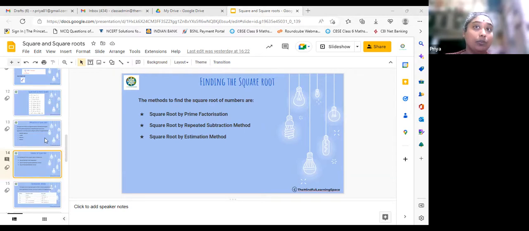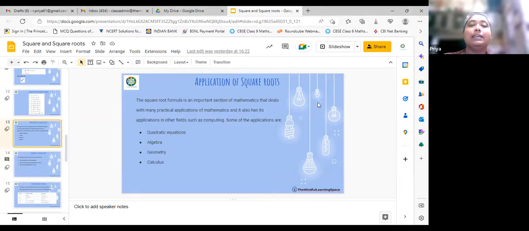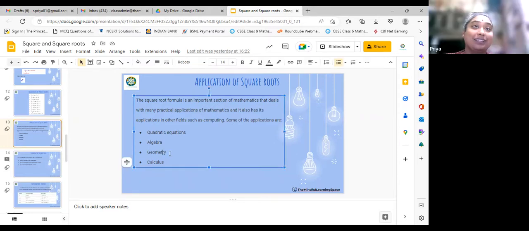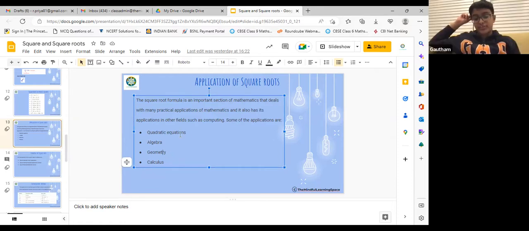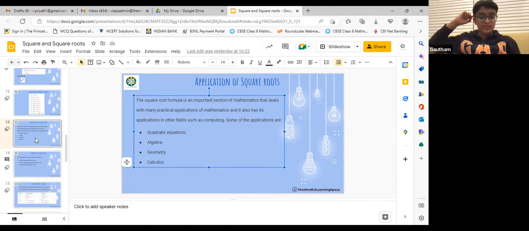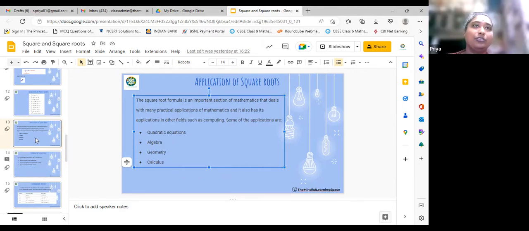Before we go to that, some of the applications of square roots are when you're going to learn quadratic equations, algebra, geometry, or calculus. Oh God, are we gonna do that today? We'll do it next time. I'm not. Can we not do this now? We are not. I'm just telling you what it is used for.